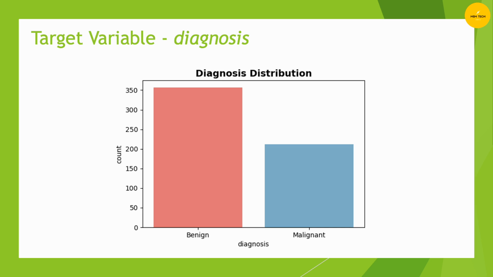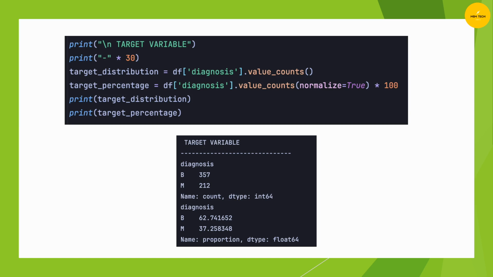Here is the breakdown of our target variable. We can already see that benign cases outnumber malignant cases. More specifically, there are 357 benign cases that make up roughly 63% of the dataset and 212 malignant cases that make up 37%.